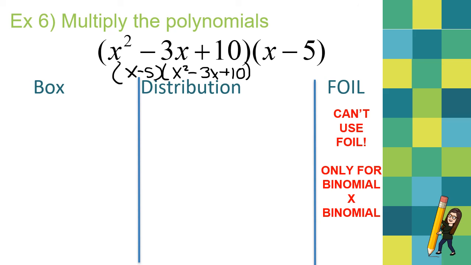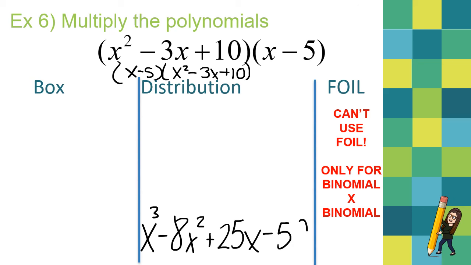All right, let's take a look. Your final answer should be x cubed minus 8x squared plus 25x minus 50. All right, if you need extra help with that, if you're not sure, get a hold of me and let's get together and we can work it out.